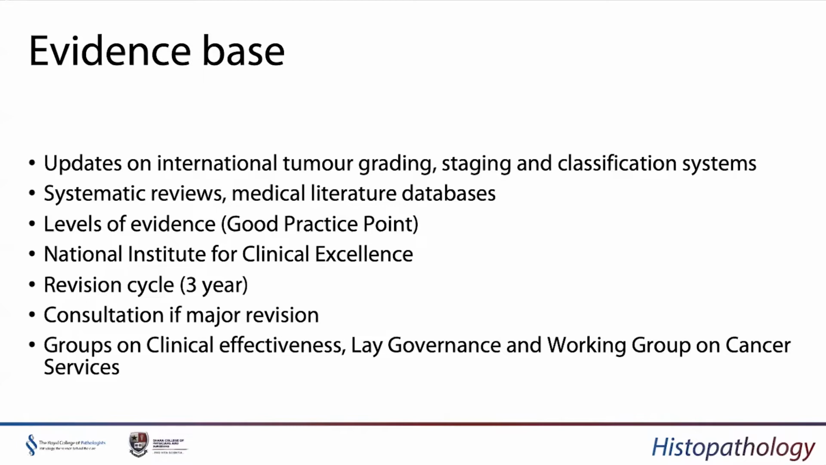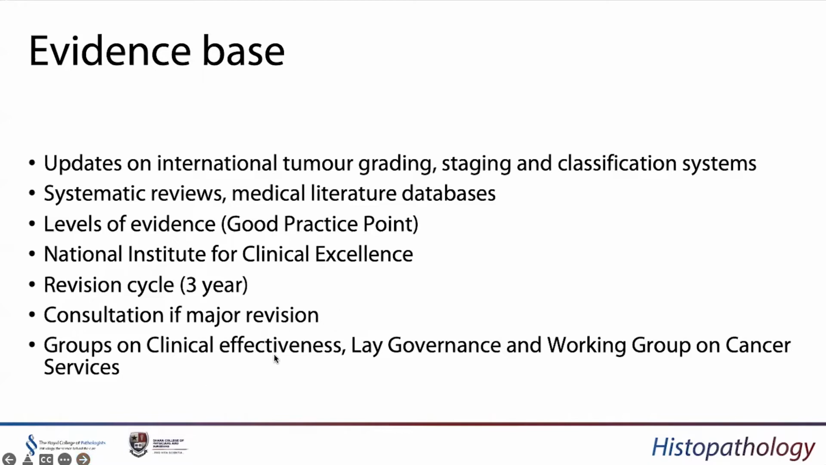The evidence bases are systematic reviews, so medical literature databases, PubMed for example, and any levels of evidence which provide a good practice point, so a high level of evidence. The levels of evidence are provided in each of the data sets in the appendix, so you can see that. They try to correlate with the National Institute for Clinical Excellence. So if there is a specific change in the NICE guidelines for a particular tumor site, then they will try to correlate with that in the document. And if there's any major revision, then there will be a member consultation where all members of the college will be invited to comment on a major revision of a data set.